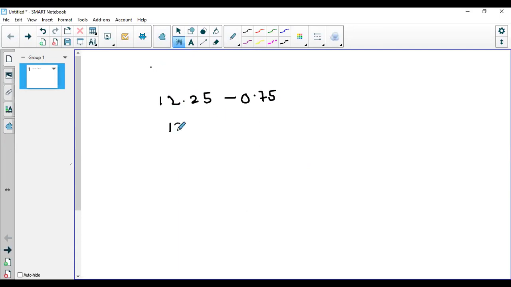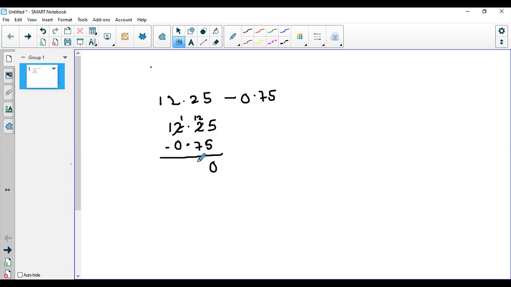So we have to align the numbers properly and then we will solve it. First write 12.25 and then 0.75. Make sure you put the decimals right under each other. So we have a 0 before the decimal and then 75 after the decimal. Now we are going to subtract this. 5 minus 5 will give you a 0. 2 you cannot subtract from 7, so you will borrow from the 2. That will become a 1 and this will become a 12.